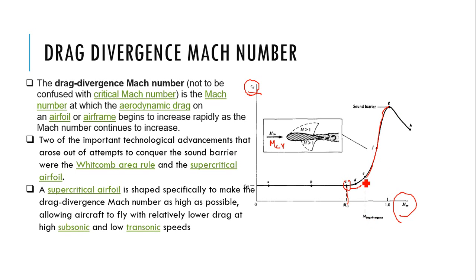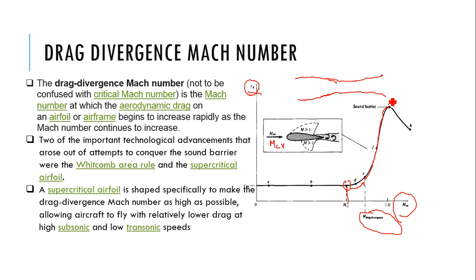This point is called the drag divergence Mach number. After that comes the divergence, which means the drag will increase in a tremendous manner. For that purpose Whitcomb designed the shape of the aircraft for supersonic flights, like a bottle-shaped aircraft. That is why the transonic area rule comes into the picture for reducing this drag divergence.